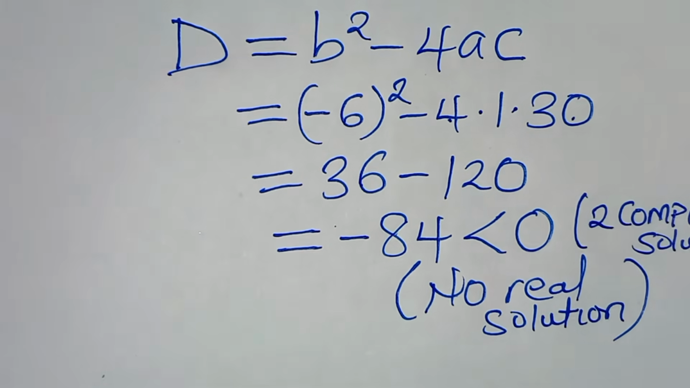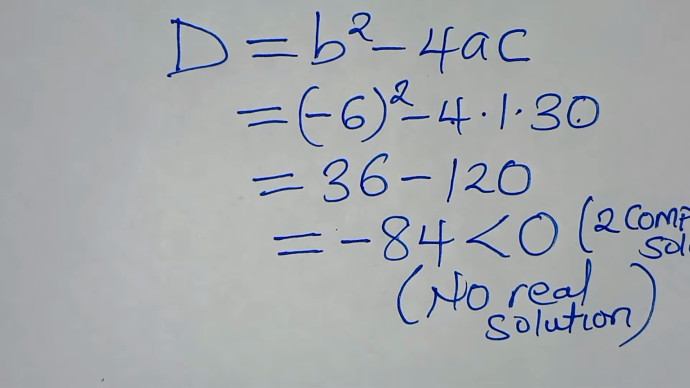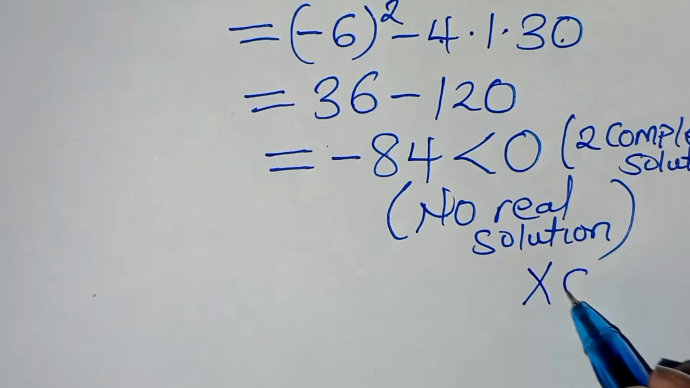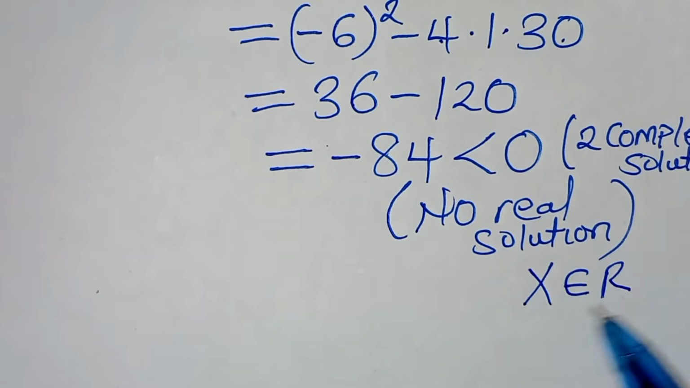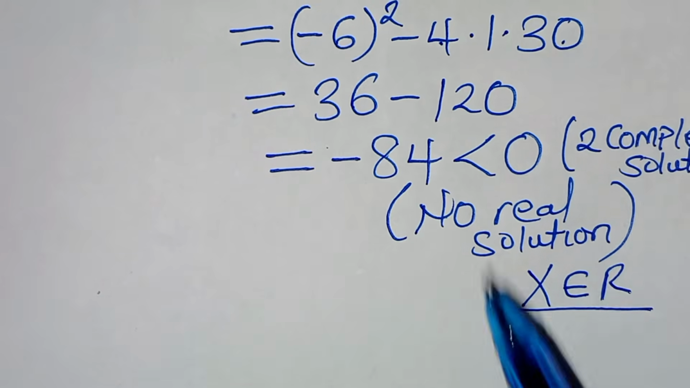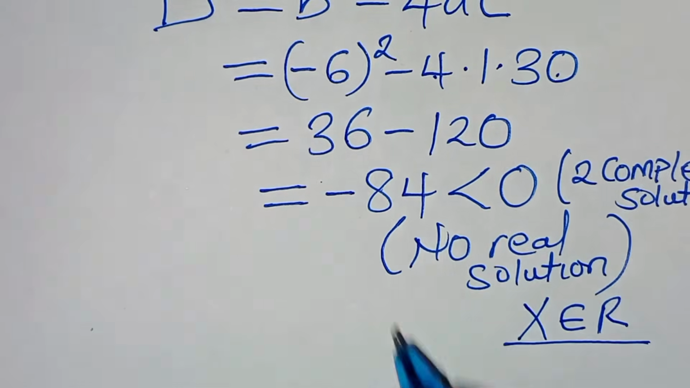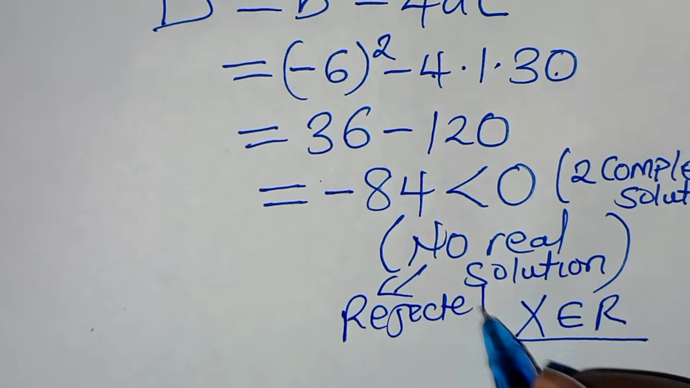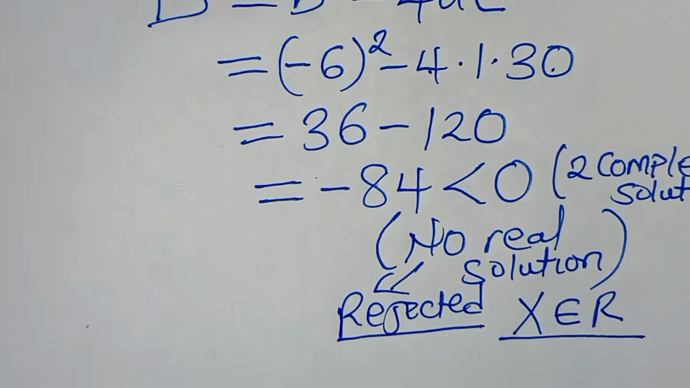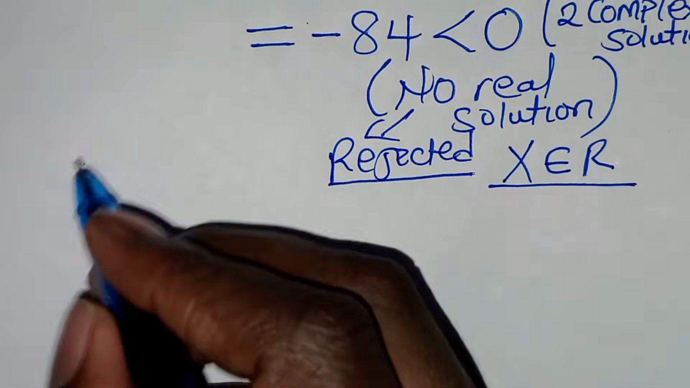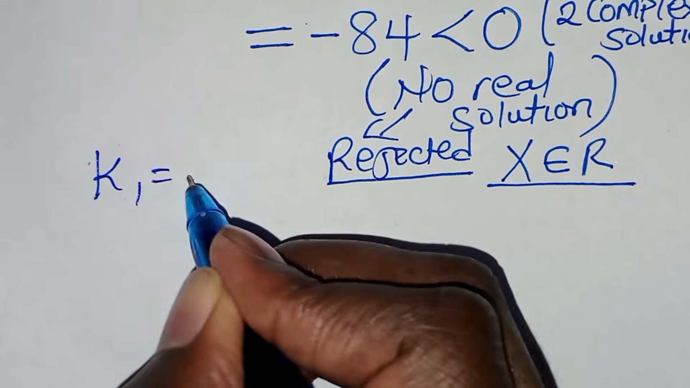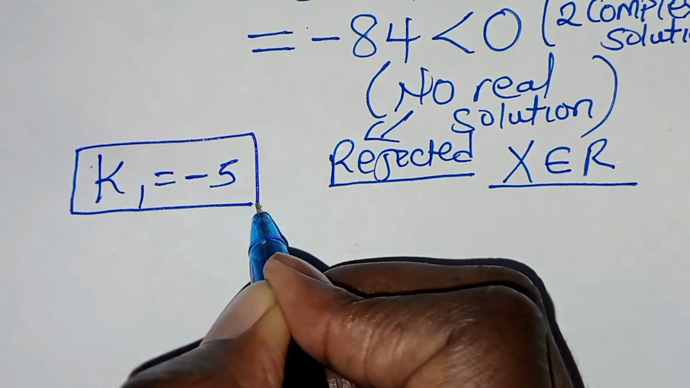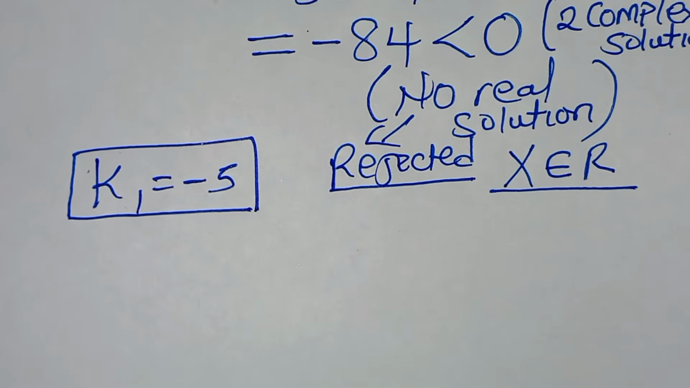And this violates the condition that x is actually a member of real numbers. So the quadratic part here is rejected. So let's proceed here. We have that k1 is equal to minus 5.